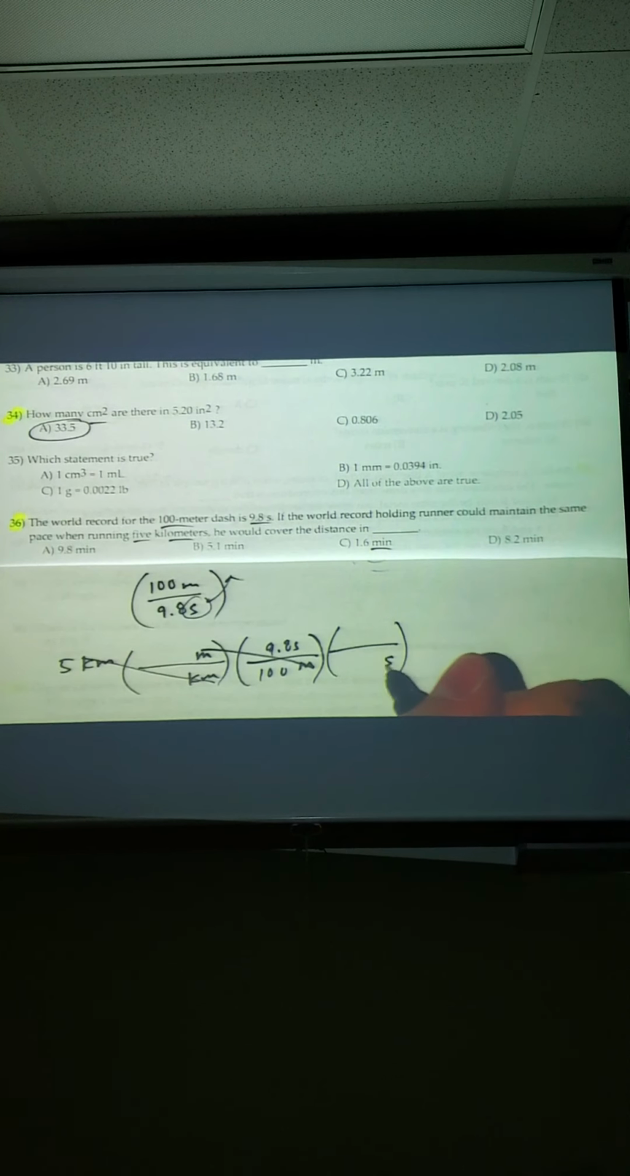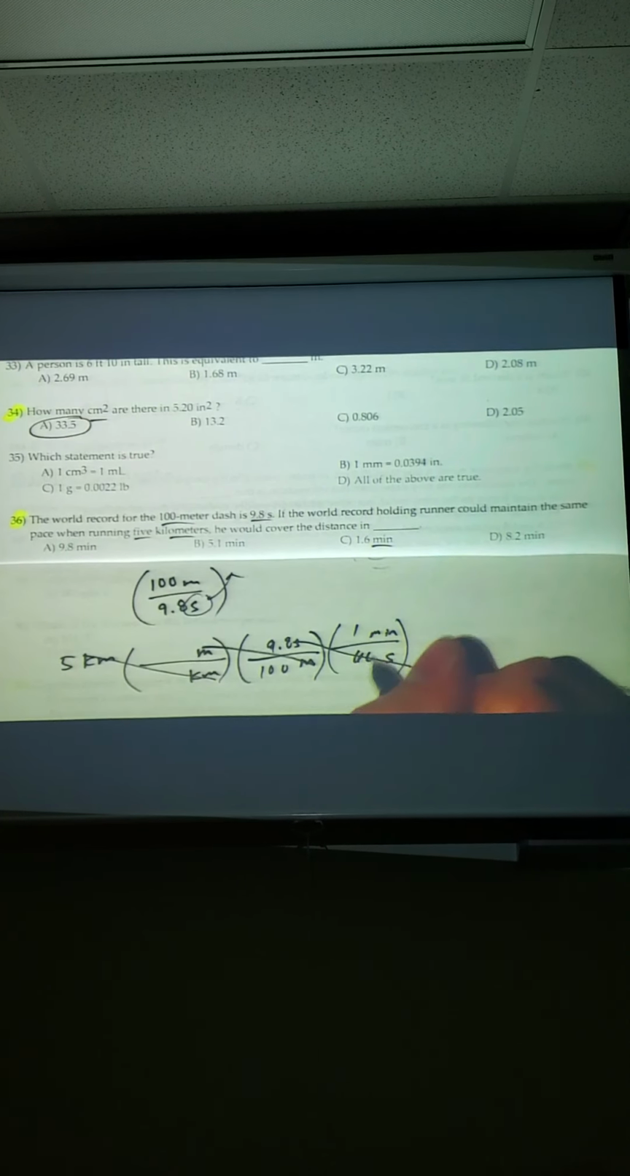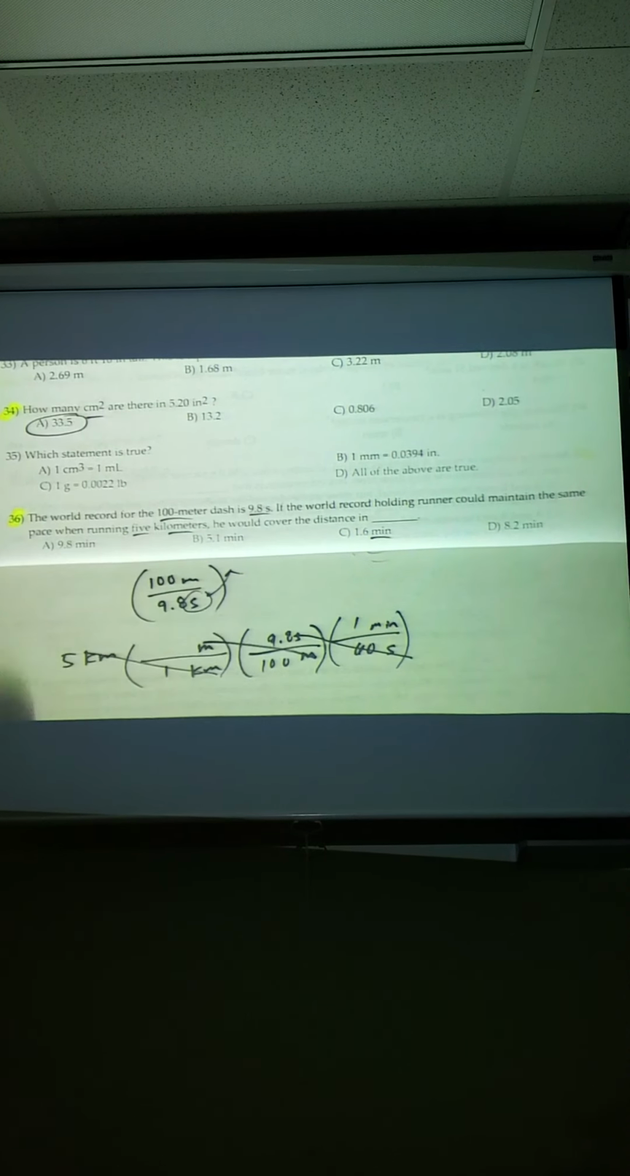So if we start with our 5 kilometers, we need to get rid of kilometers. We already know that if we go to meters, we can cancel meters using the conversion of the 100 meter dash in 9.8 seconds. We just need to get rid of seconds and go to minutes. Notice how everything cancels top to bottom, top to bottom, top to bottom, like it should. In 1 minute, there are 60 seconds. So the only thing missing is meters to kilometers. Kilometer is bigger, so give it a 1.